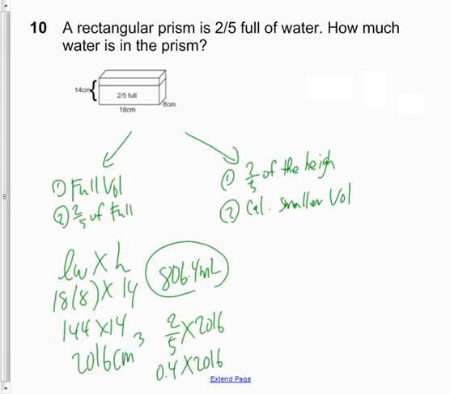Somebody said before that if it's 2/5, it should be less than half. And you're right, it should actually be less than the halfway. And that looks like it's about 4/5 full, not 2/5, but whatever.